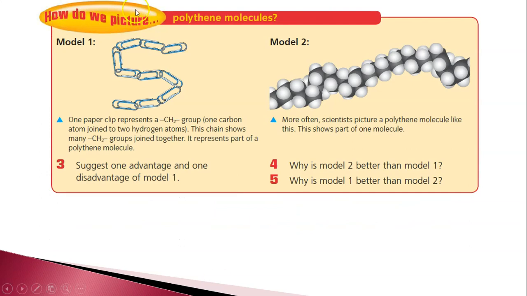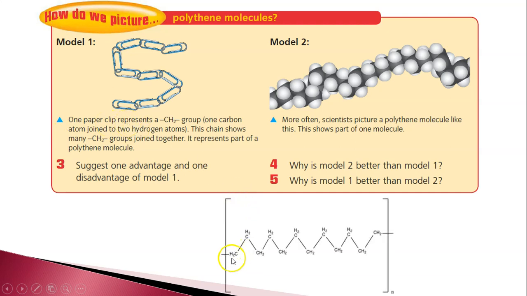Now, how do we picture polythene molecules? Let us make a model of how we can picture it. Imagine a paper clip. You know the paper clip, right? Each paper clip represents CH2. Here we can see that each paper clip represents a CH2, and they are combined to form this chain.